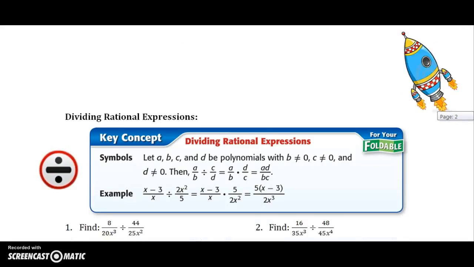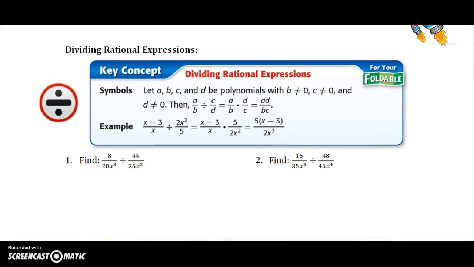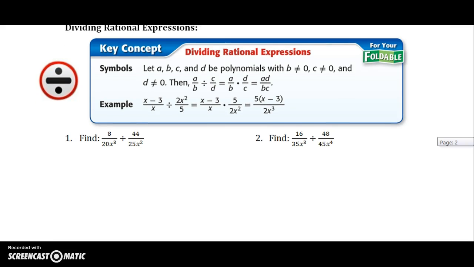Moving on to division. Dividing rational expressions. Remember, dividing fractions is nothing more than flipping the denominator and multiplying. So here we have a rational expression. We will flip and make it 5 over 2x squared, and we're right back to exactly what we were doing on the first page. So rewrite the problem: 8 over 20x to the third times 25x squared over 44.